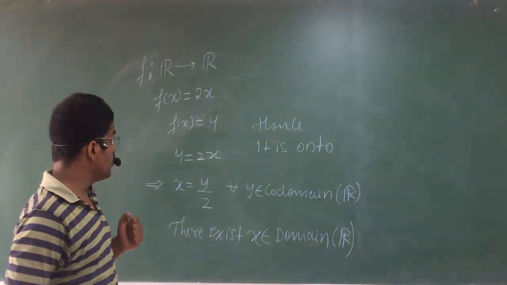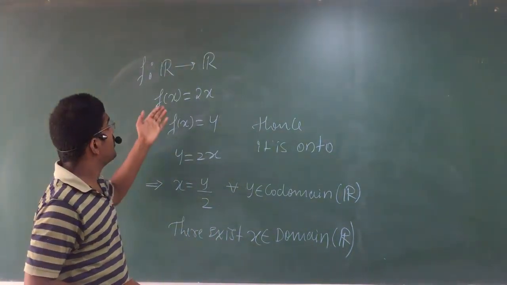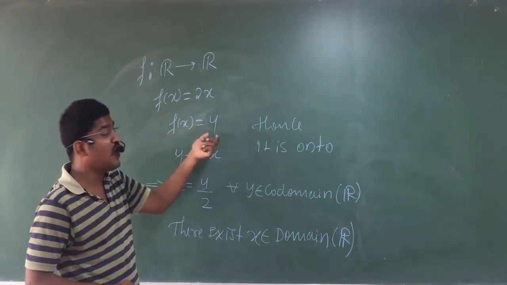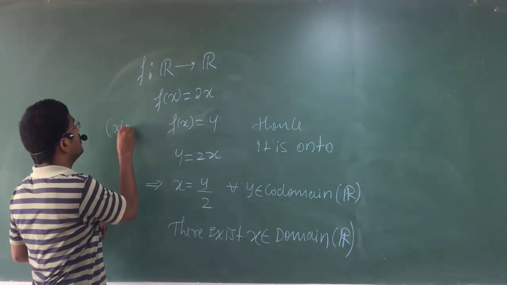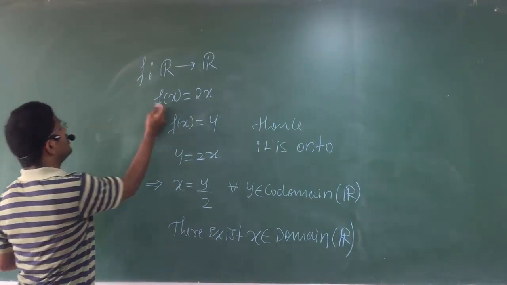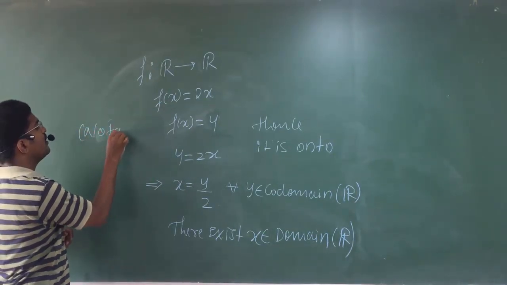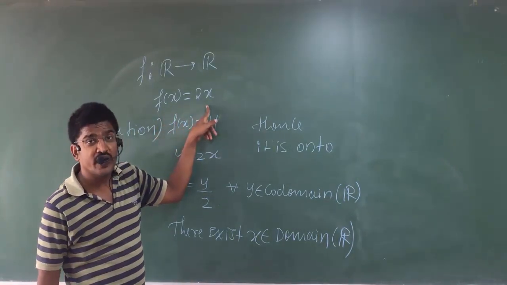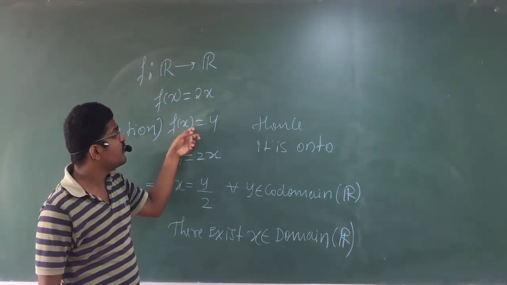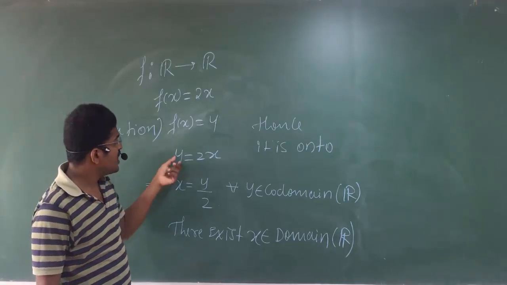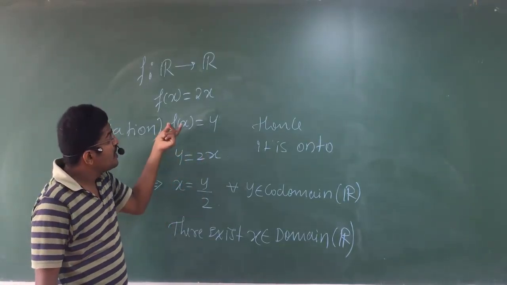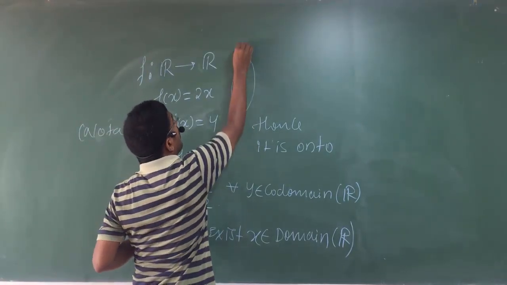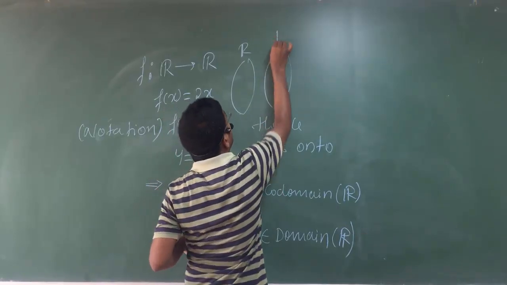Clear? How to show it is onto? I have taken f of x equal to 2x. So I will take a notation of f of x as y. This is nothing but notation. F of x equal to 2x is the given function. I will take f of x as y, so y equal to 2x. Please remember, f of x means this is the value in the codomain. This is domain R. This is codomain R.